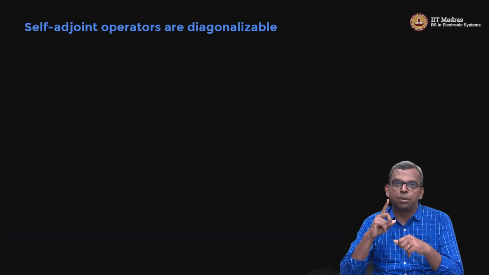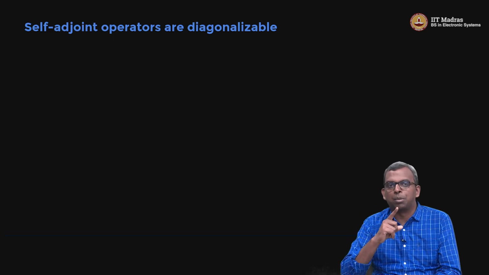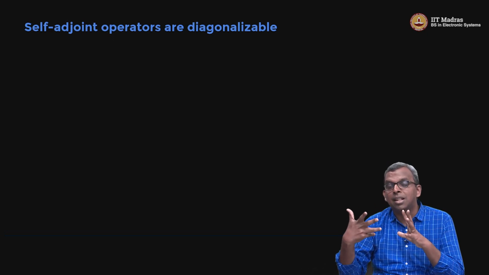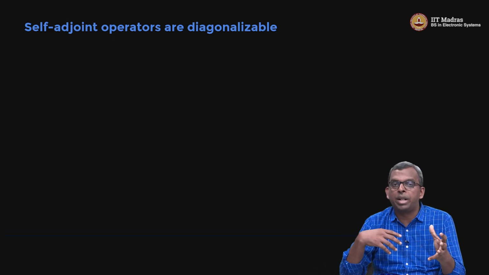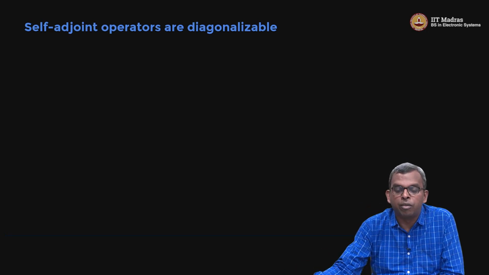orthogonally diagonalizable. Okay, so not just diagonalizable, they are orthogonally diagonalizable. Watch out for this orthogonal now. So, there is an orthonormal basis with respect to which a self-adjoint operator becomes diagonal. Okay, so that's a very powerful property and we'll see that now.